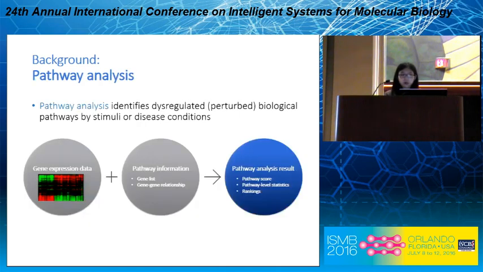And usually pathway analysis uses pathway information, such as gene lists or gene-gene relationships from those public databases, and also gene expression data from users to generate the pathway analysis result. So pathway analysis usually performs a statistical test on each pathway to score and rank the pathways to identify those dysregulated by stimuli or disease conditions triggered by the experiment.